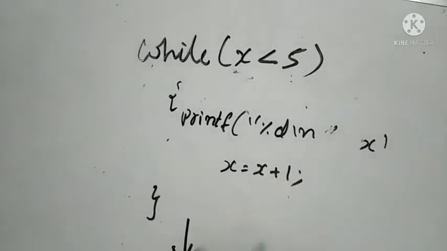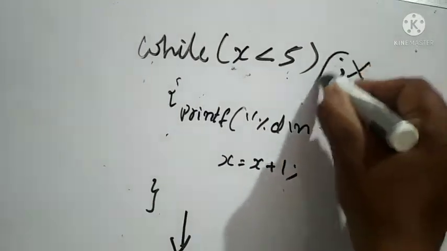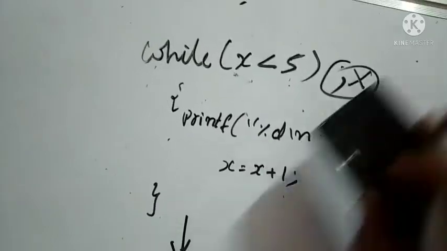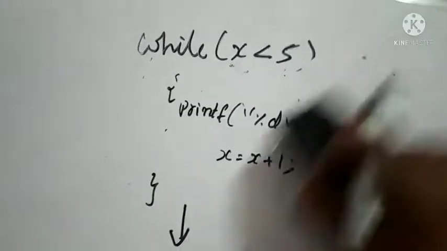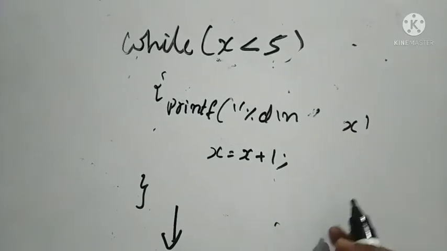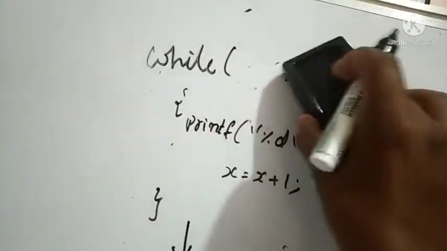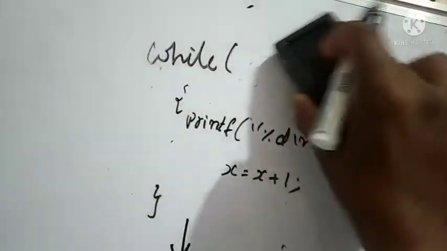We should not put a semicolon for the while loop, so this is not allowed. But in do while I have to put a semicolon at the end of the while. In the while loop I should not. So let us think what happens if I give the value like this.